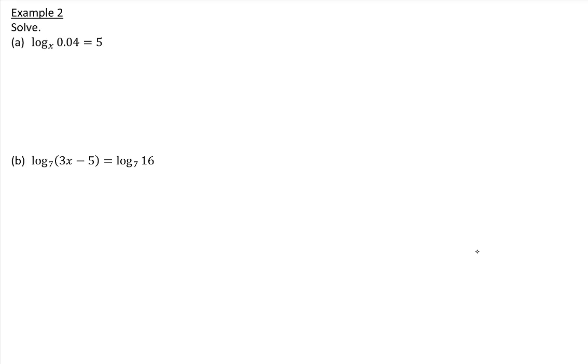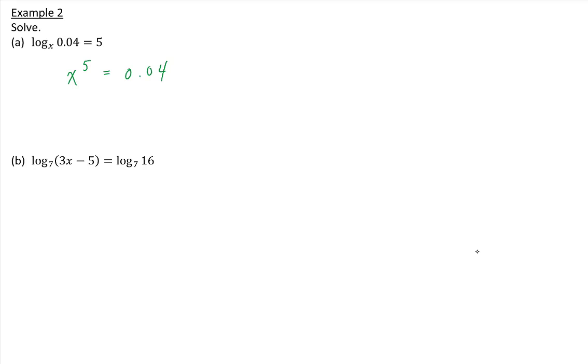Next, we're going to look at solving different types of logarithmic equations. So A, log base x of 0.04 equals 5. Since we have one term on each side, let's convert this to an exponent. So we know our base is x, so we have x to the exponent 5 is equal to 0.04.